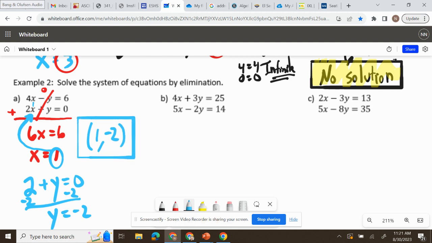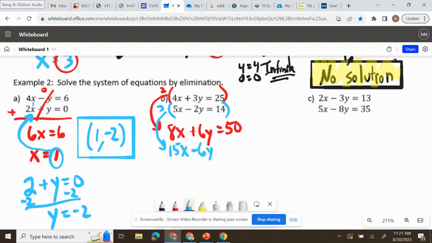Now for the next one, what I'm going to do is either cancel the x's or the y's. In this case, I like the y's. So I'm going to multiply my top equation by 2, and I'm going to multiply my bottom equation by 3. When I multiply the top by 2, I get 8x plus 6y equals 50. When I multiply my bottom equation by 3, I get 15x minus 6y equals 42.